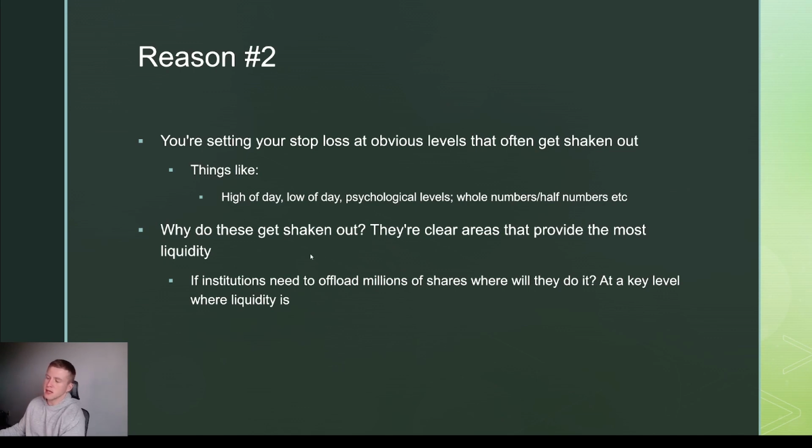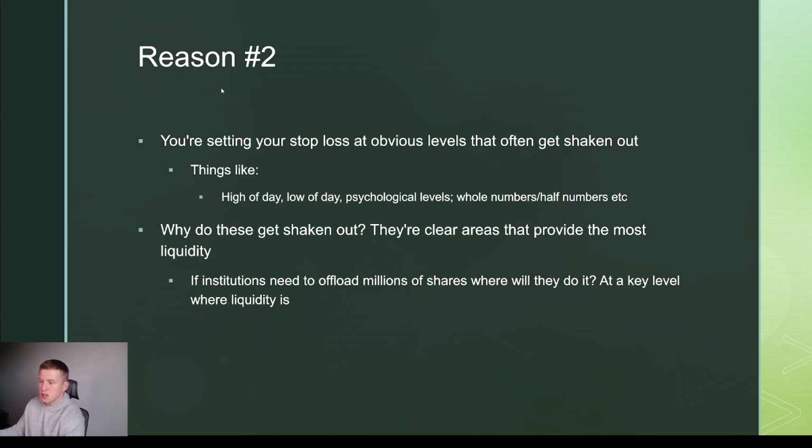Why do these levels get shaken out? Well, they're clear areas that provide the most liquidity. So if you think of this from being an institution and you have, for example, a million or a few million shares to offload, do you think there's going to be enough liquidity at 165.32 to where you don't alter the price and get worse slippage on that particular sale or order? Obviously not. But they know at the high of day, the low of day, all these massive levels, they can offload millions of shares here and not affect the price or have any slippage because there are so many people interested in the equity at that point.